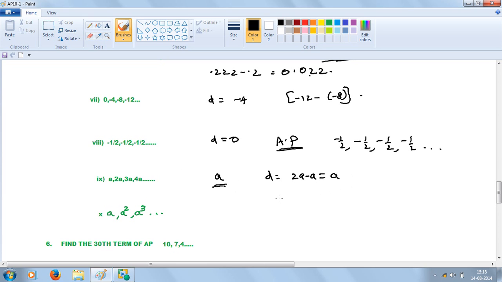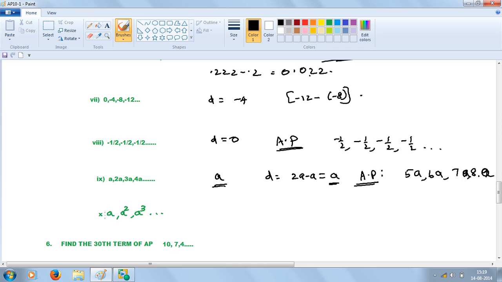So how do you write the next four terms of the AP? This is an AP because the difference is equal to A. What is the next? 4A. Next 5A, 6A, 7A, 8A. The difference between any two subsequent terms, 7A minus 3A or 6A minus A, all is equal to A.